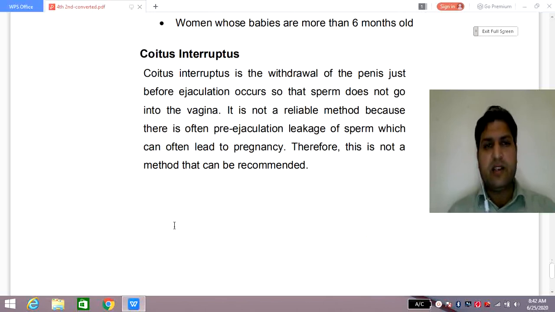And the last one is coitus interruptus. Coitus interruptus is the withdrawal of the penis just before ejaculation occurs, so that sperm doesn't go into the vagina. Obviously, this depends upon the psyche of the person. If the person is strong from the psyche point of view, he has the ability to withdraw the penis. It is okay because sperm will not go toward the targeted area, but sometimes it is not reliable because there is pre-ejaculation leakage of sperm, and there may be a chance of pregnancy. So these are various methods.